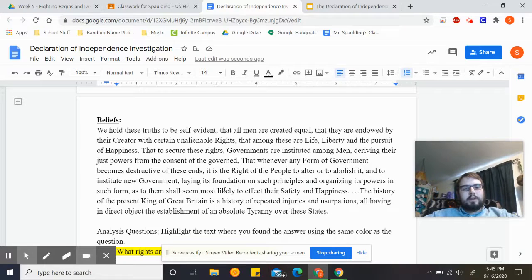The history of the present King of Great Britain is a history of repeated injuries and usurpations, all having in direct object the establishment of an absolute tyranny over these states.